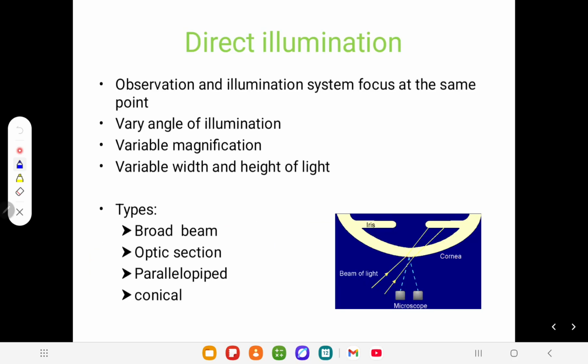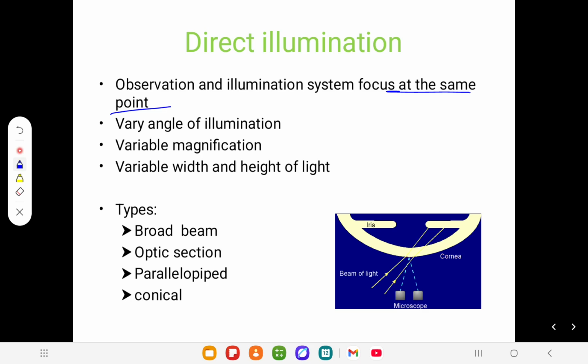So let's move forward. What is direct illumination? You see direct illumination and indirect illumination. One thing that distinguishes direct from indirect illumination is that the observation and illumination systems focus at the same point. That's basically direct illumination. The observation system and illumination system, where we throw the light, we are seeing exactly that particular area of the eye. That means direct illumination.